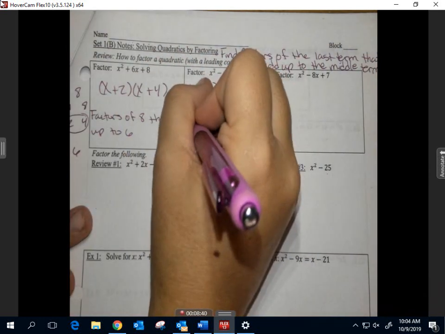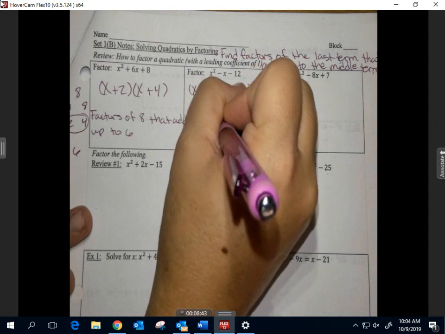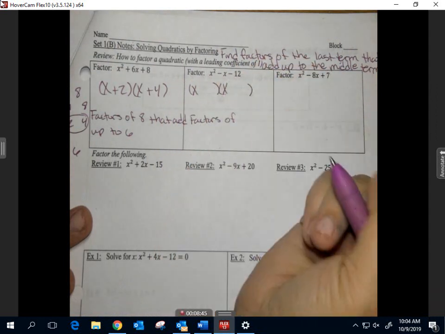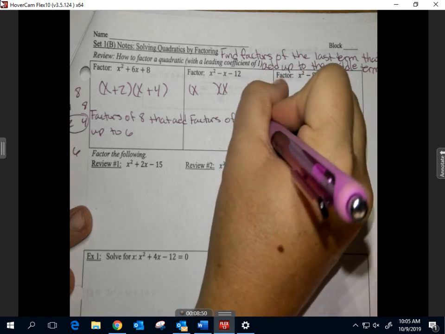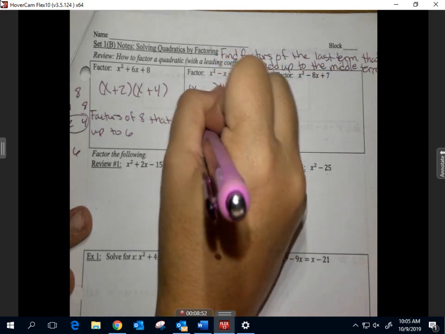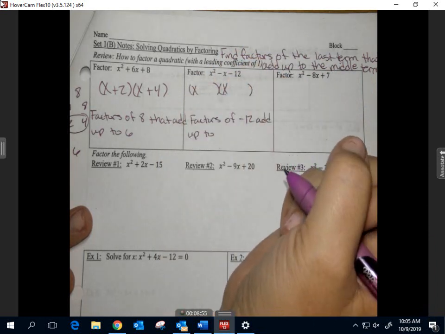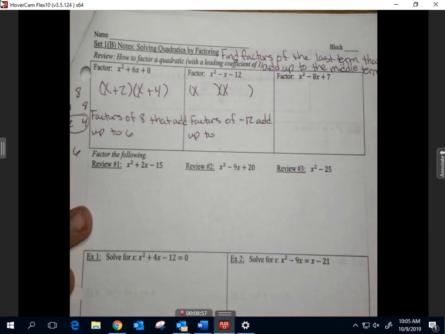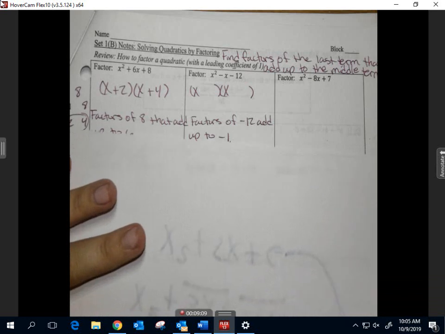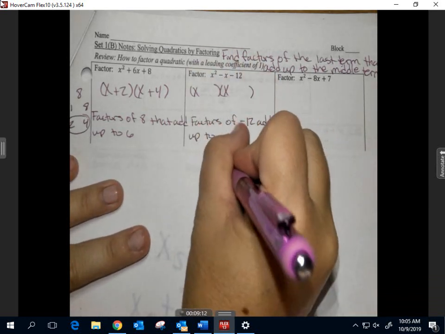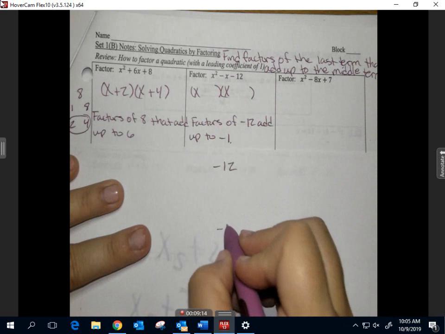Now, this time we're looking for factors of negative 12 that add up to, what's my middle term this time? It can never be a variable, guys, so don't tell me x. Negative 1. Okay? So this is a little different, and I'm going to use my piece of paper here. So I'm looking at factors of negative 12 that add up to negative 1.